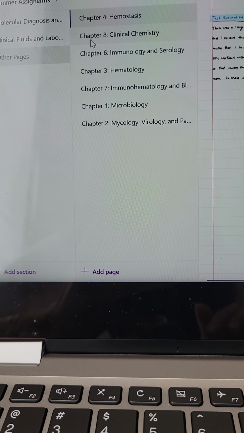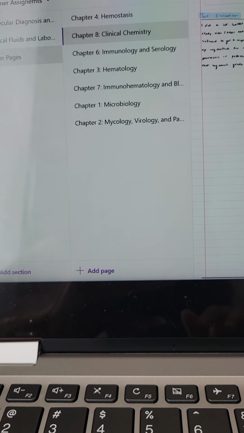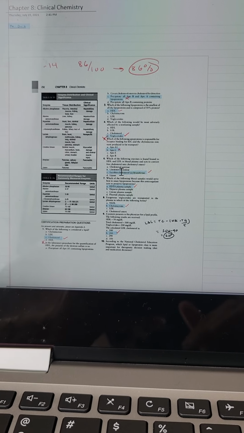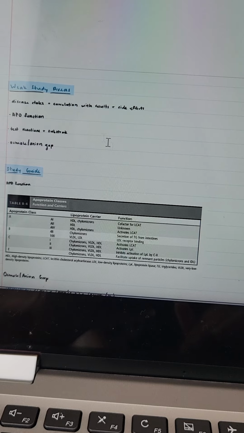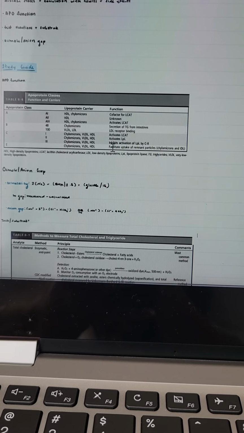Following that was chapter 8 chemistry, which was due July 25th, 2021. And so here, of course, is my pre-quiz. I apologize for that. And then this is my weak study areas, which I believe for this one was mostly disease states and correlations with the cause and effects, and some other test functions and substrates, because I do have a lot of trouble with that, so I've been working on that. I've been looking at the reviews for that.